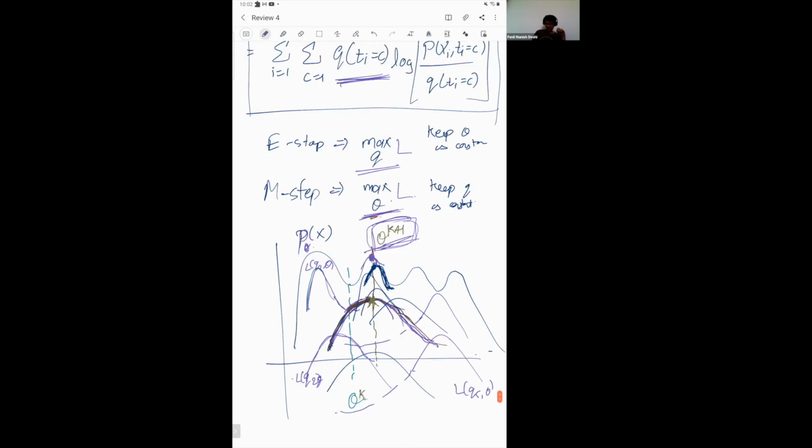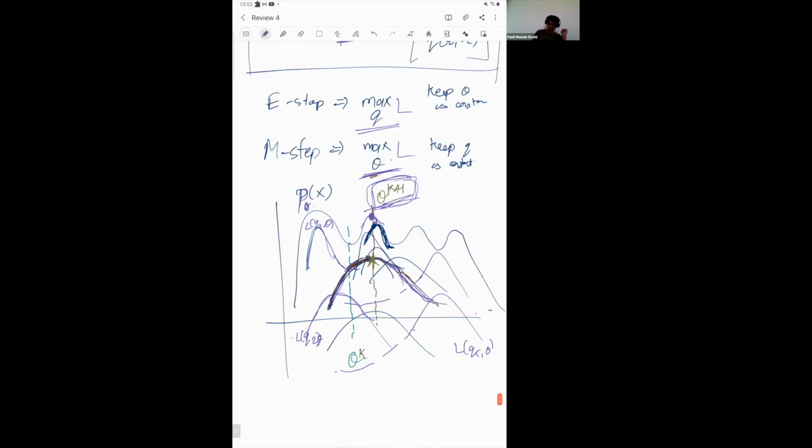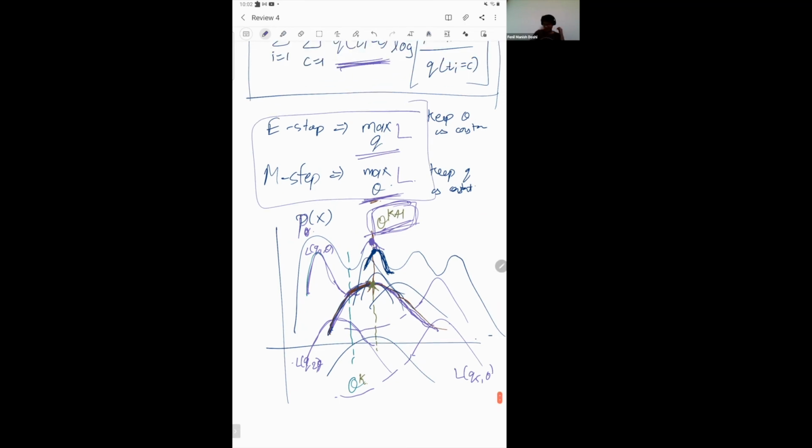So that's the E and M step. I just want to ensure that it's nailed down and you are able to intuitively visualize why this is making sense and how it flows.